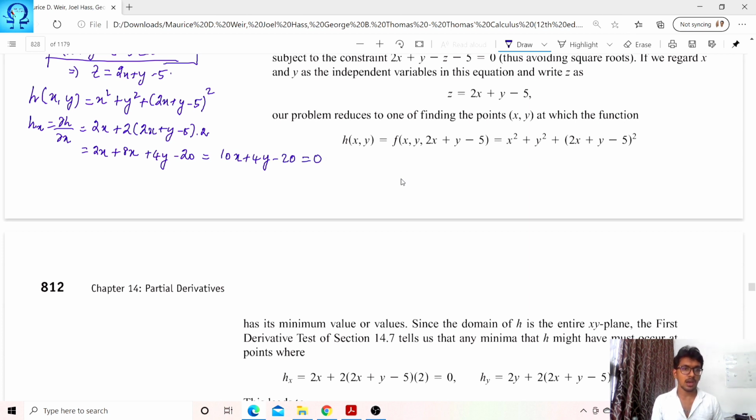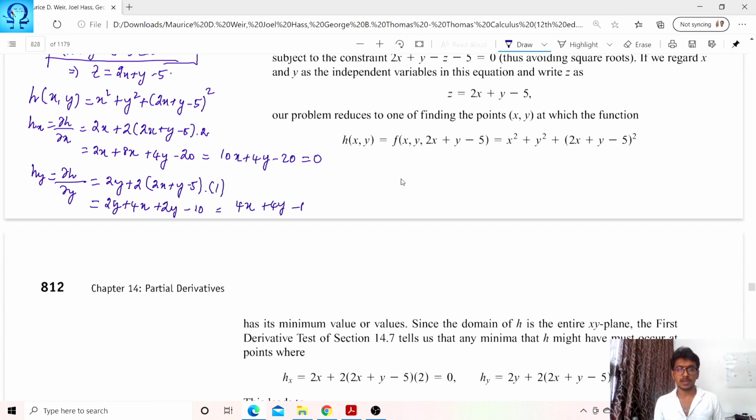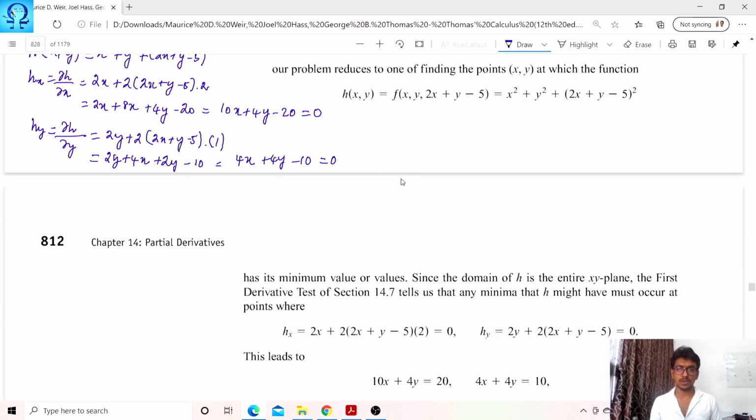Okay, and if you find h_y, it is ∂h/∂y, and that is 2y + 2 times (2x + y − 5) multiplied with 1. Therefore, it is 2y + 4x + 2y − 10, that is 4x + 4y − 10 = 0. Right? Now, we have equated these two things to 0.